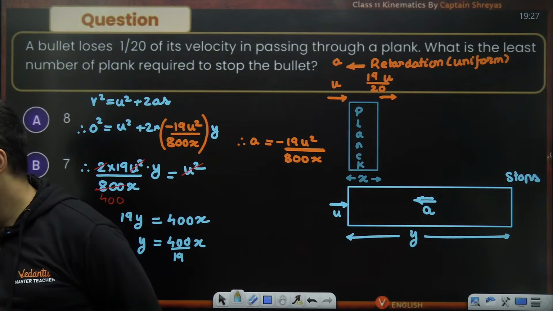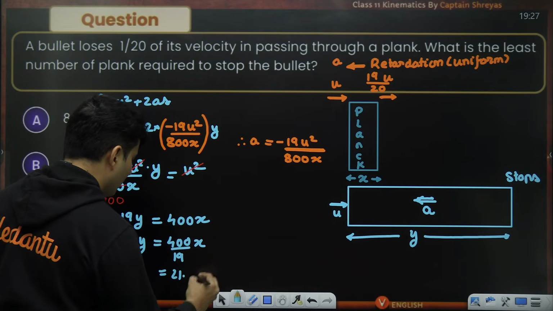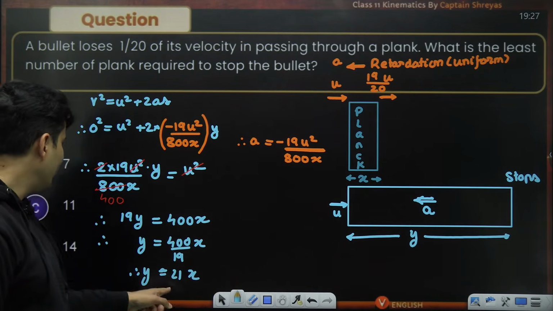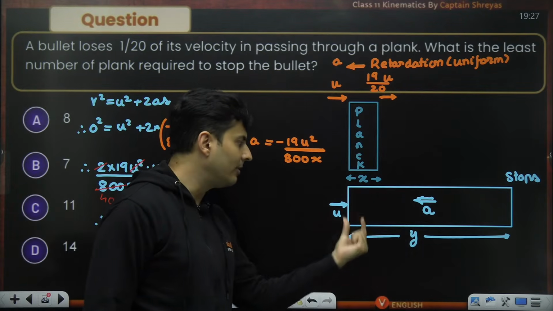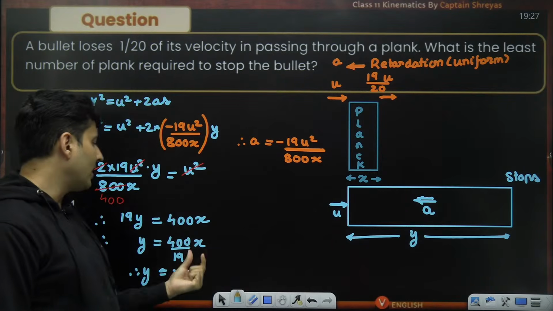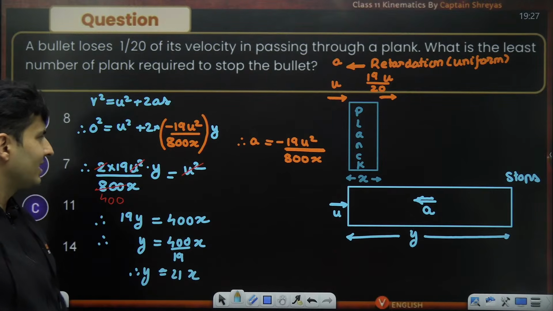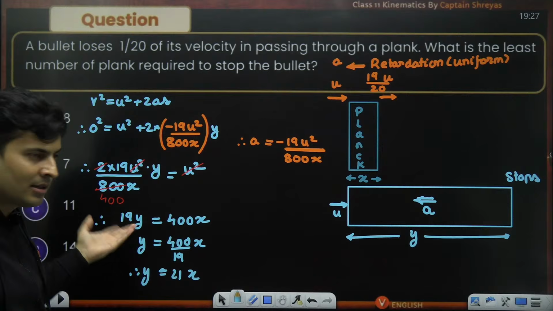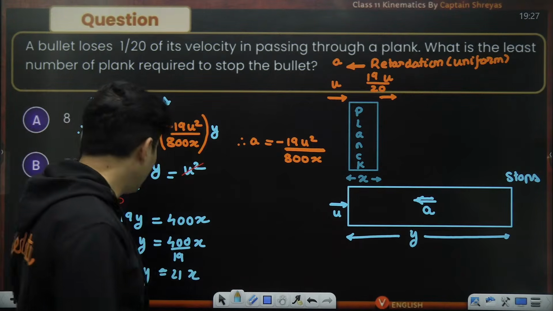What does this mean? Come on, quickly think and tell me, guys. It means this is 21 point something, approximately 21. So you will need basically 21 planks, because each plank will be of width x. So y is 21 times x, means you will need basically 21 planks out there. That's all that means. Okay, clear, my dear warriors? Options are not matching, but this should be the answer, 21 times x. Maybe they have done a printing mistake or something like that.